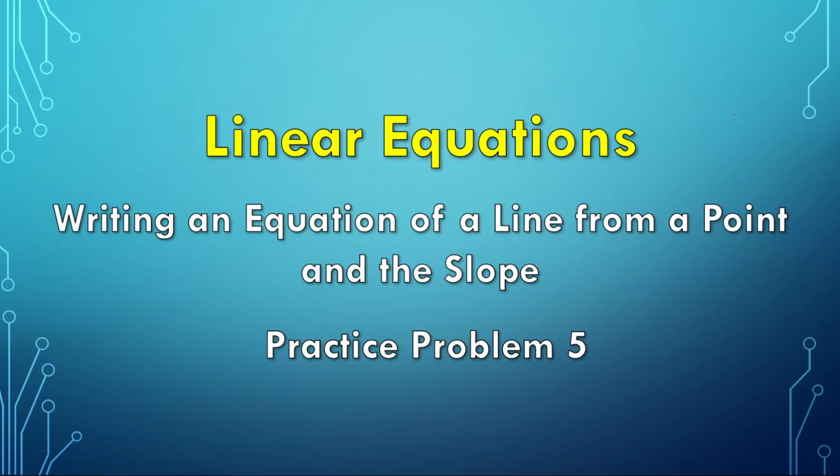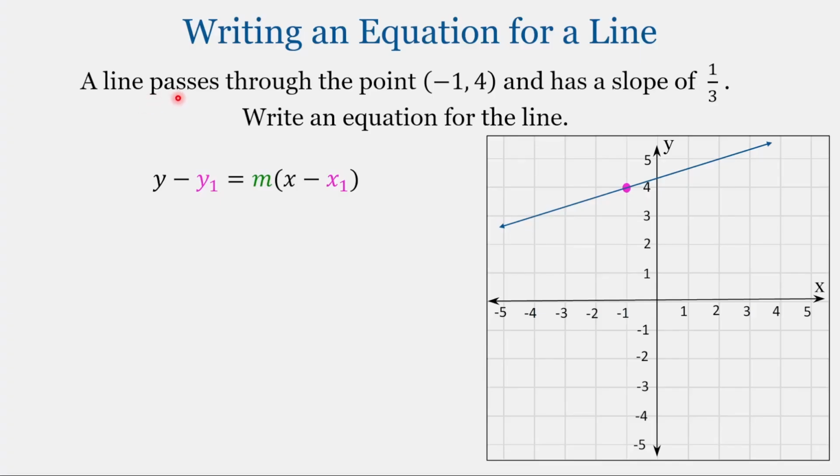Today we're going to practice writing the equation of a line when we're given a point on that line and the slope of the line. So let's get started. In this problem, we are told that a line passes through the point (-1, 4) and has a slope of 1/3. And we're asked to write the equation for the line.